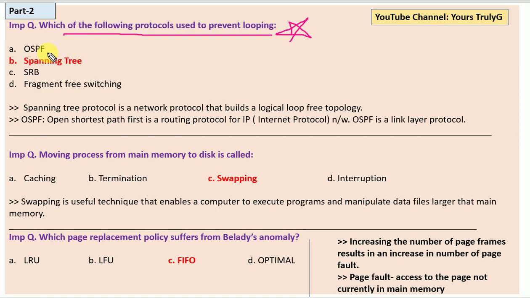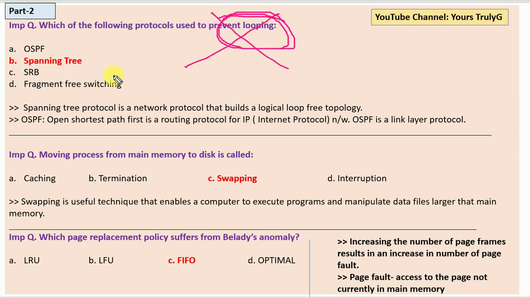Okay, so first is OSPF, Open Shortest Path First. Second is spanning tree. Third is SRB, and fourth is fragment free switching. See this. So you have to understand it. These two protocols are very important, so that's why I mentioned 2 points. So again, I am telling you, if you see any question asking which protocol will prevent or eliminate looping, with the help of which protocol we can eliminate looping, you just close your eyes and mark the correct answer as spanning tree.